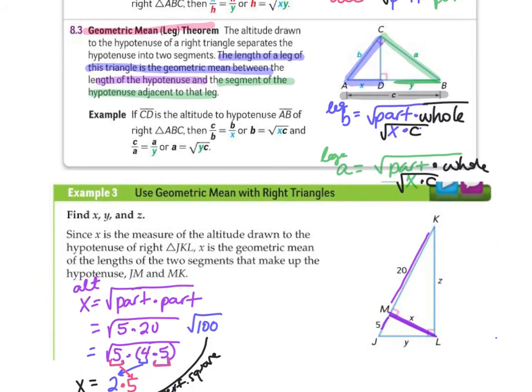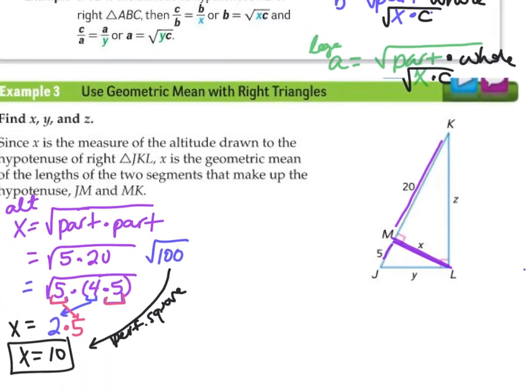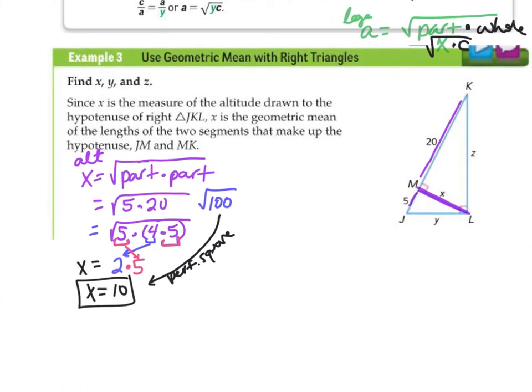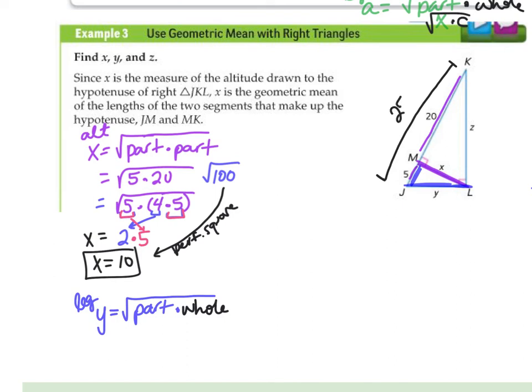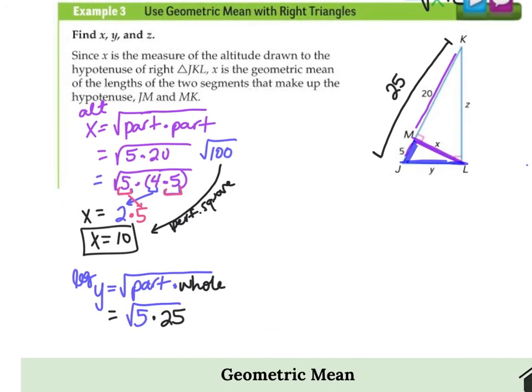Let's look at that in our other triangle. We have x, y, and z. We just solved for x, that was our altitude. Now let's look at y, because that comes next in the alphabet. We notice that y is a leg, so it's going to equal the part that's adjacent times the whole hypotenuse. The length of our whole hypotenuse here is going to be 25. So let's plug in our values: the square root of 5, because 5 is adjacent to y, times 25.